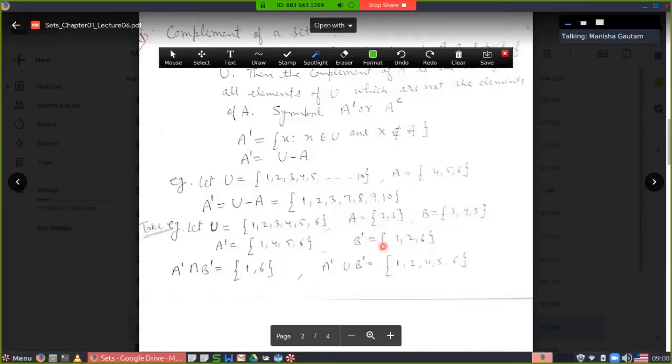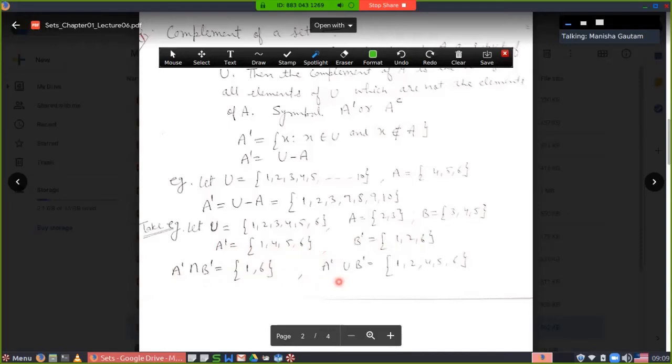Now if you want to apply operations on complement sets, then you can apply them. This is a way to apply: A complement intersection B complement. What is the meaning of intersection? Common elements of these two sets. What are the elements which are common? 1 and 6 are lying in A complement. B complement also has 1 and 6. It means 1 and 6 are the elements which are common in A complement and B complement. It means A complement intersection B complement is equal to 1, 6.